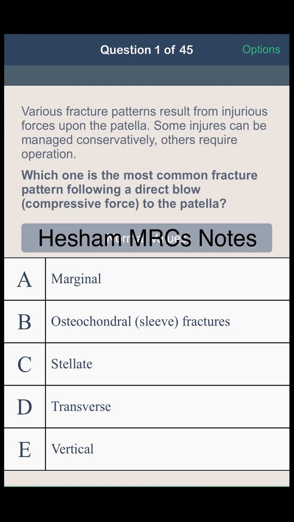Question number 1. Various fracture patterns result from injurious forces over the patella. Some injuries can be managed conservatively, others require operation. Which one is the most common fracture pattern following a direct blow, a compressive force to the patella? A. Marginal, B. Osteochondral sleeve fracture, C. Stellate fracture, D. Transverse, E. Vertical. Sir, as you discussed, it's stellate fracture, multi-fragment stellate fracture. Yes, excellent.